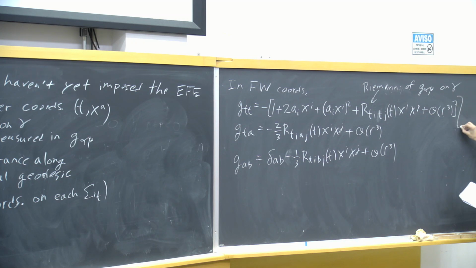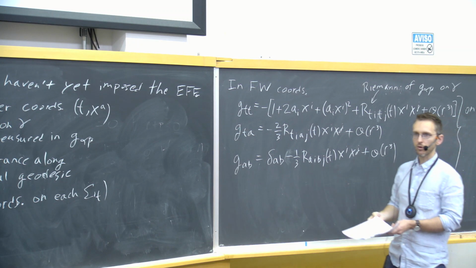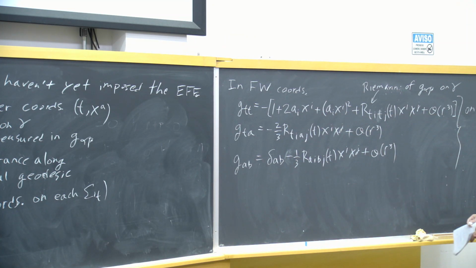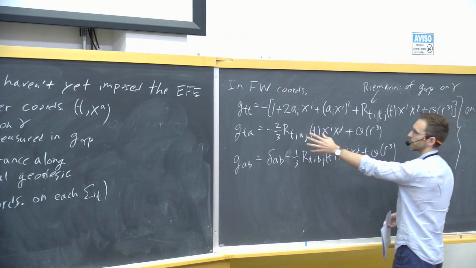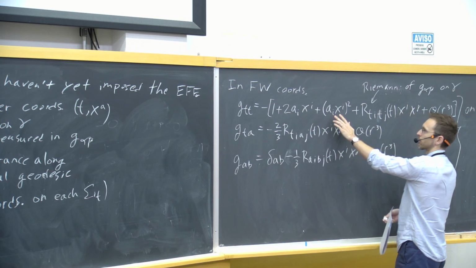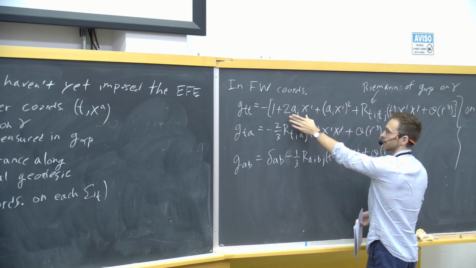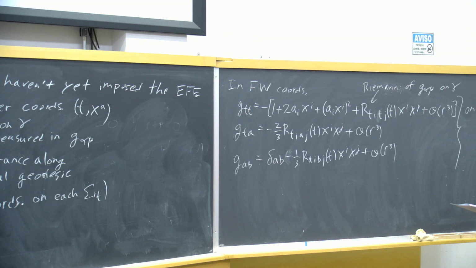So note, on gamma, where x^i is 0, the metric is just the metric of Minkowski space. So this is basically a normal coordinate system co-moving with the world line. It's not quite normal, because a normal coordinate system would require it to be Minkowski plus order r squared corrections, but here we have an order r correction. And that means the Christoffel symbols are not 0 on the world line. But it's basically as normal as you can get for an accelerated world line.